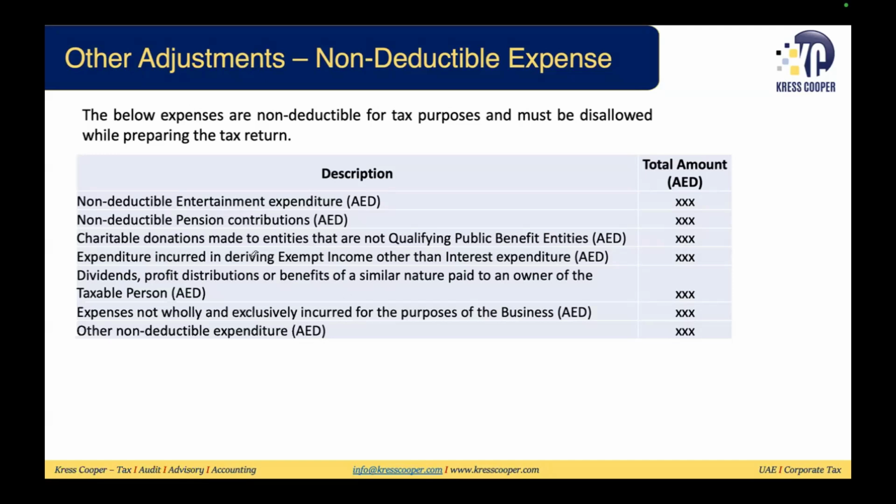Expenditure incurred in deriving exempt income, this is straightforward apple to apple comparison. If the income is not taxable, related expenses will not be allowed to you. There are various examples for this, like if you are getting a local dividend from a resident juridical person, it will not be subject to tax.